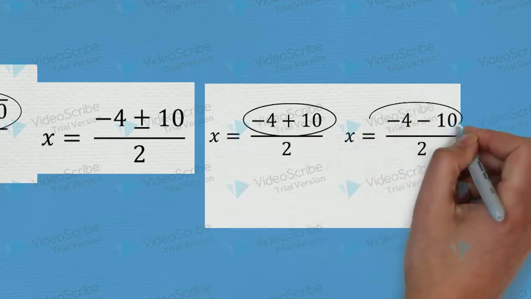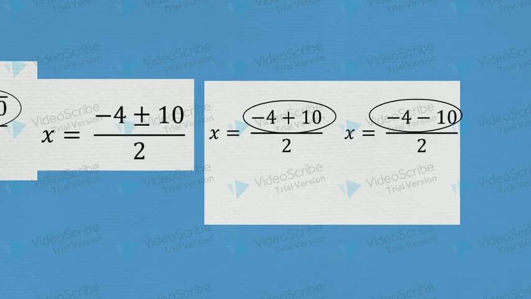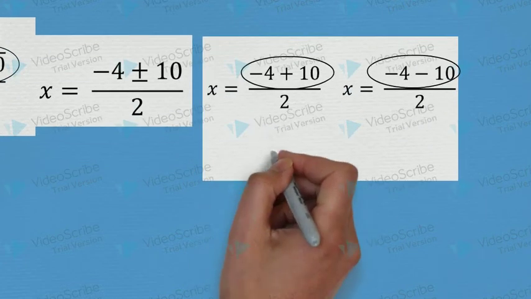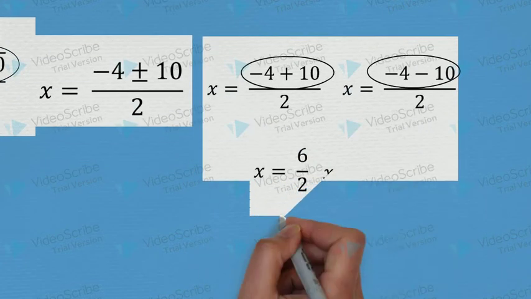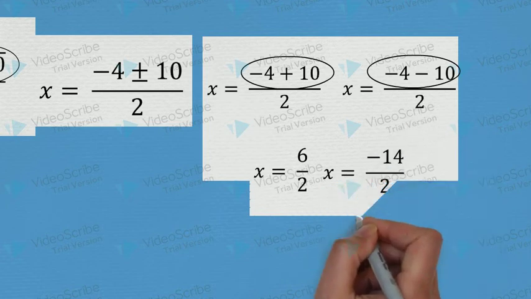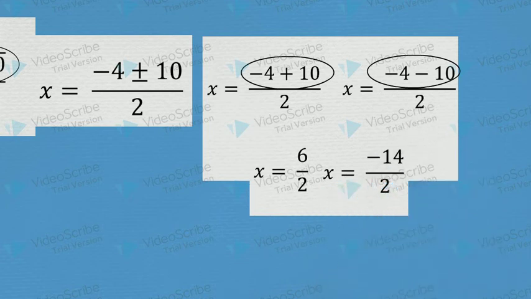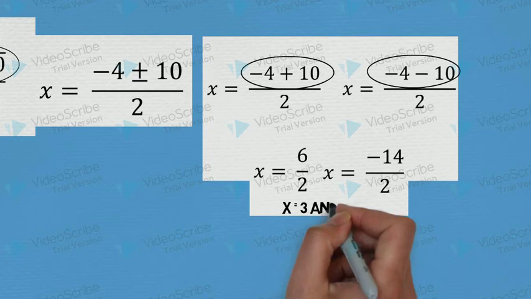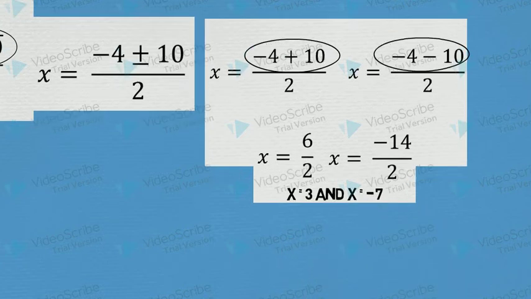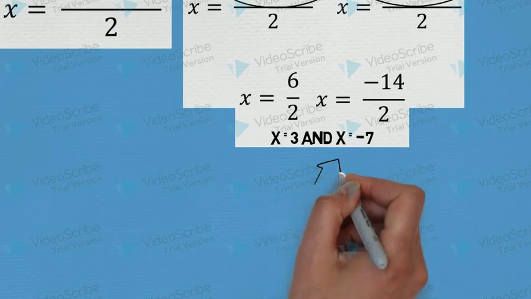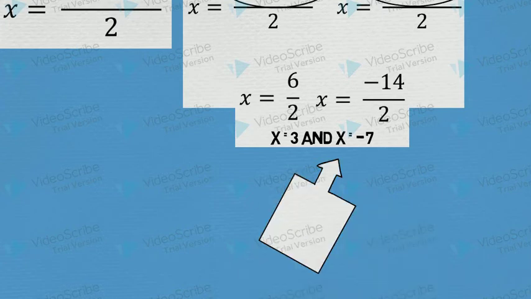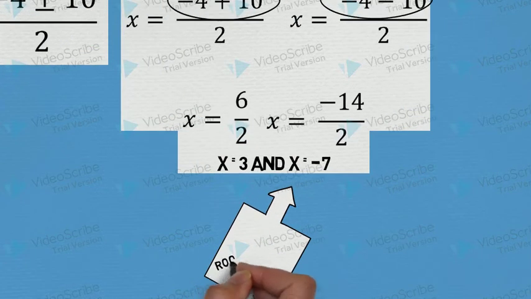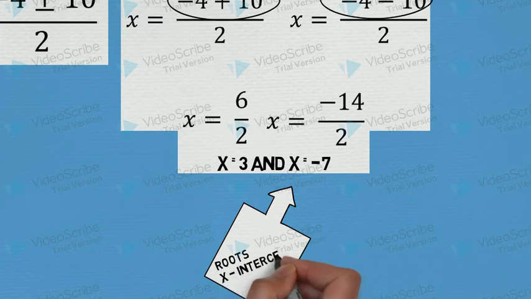Now we will simplify. Negative 4 plus 10 equals 6. 6 over 2 equals 3. And negative 4 minus 10 equals negative 14 over 2. Divide, and we get negative 7. X equals negative 7. So these are our roots. X equals 3 and x equals negative 7. These are the points where this function crosses the x-axis.